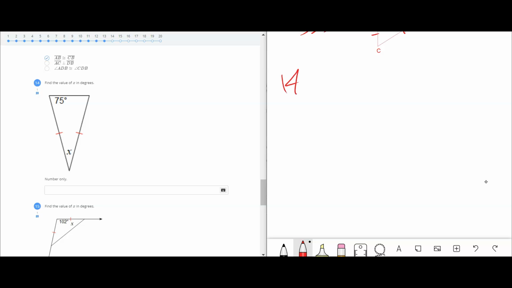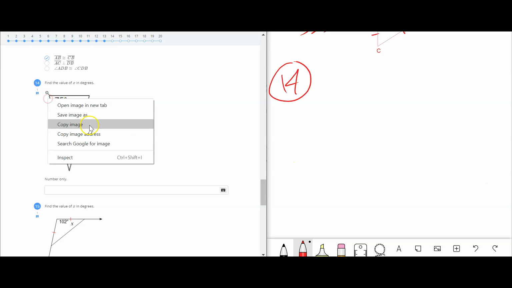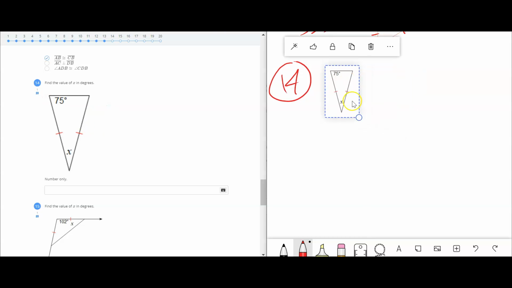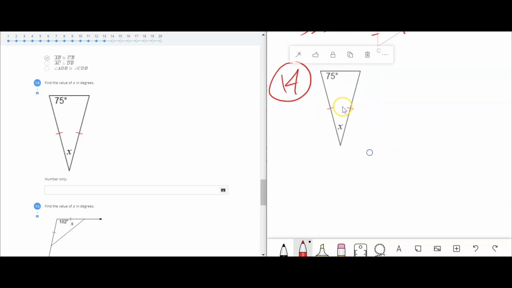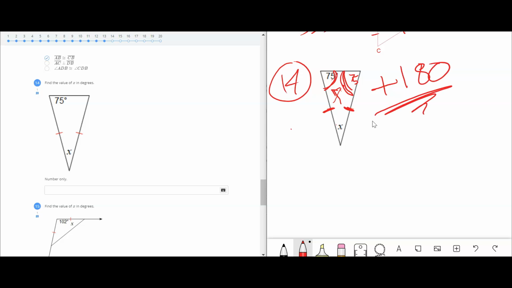Find the value of x in degrees. Now, if this is our picture that we're using, okay, we have to remember the isosceles triangle theorem. So if two sides are equal, that means the opposite two angles are congruent, right? So if this is 75, then this right here is also going to be 75. Okay, so remember, two equal sides means two equal angles. And if I know both of these are 75, can't I figure out x? Because they always add up to 180 inside of a triangle, right? So 75 plus 75 plus, and that third is x missing equals 180.